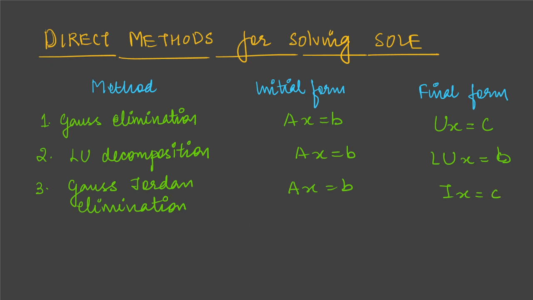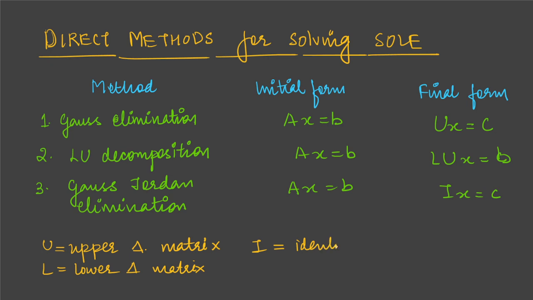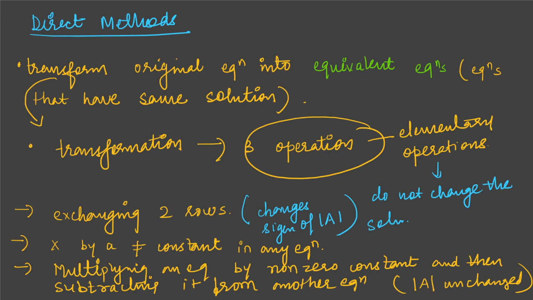Alright. So this U is an upper triangular matrix. Then this L is a lower triangular matrix. And this I is what? This I is an n cross n identity matrix, because we are right now dealing with an n cross n system of linear equations. Okay, this is the identity matrix. So I hope now you can connect with the direct methods that I told you, that they transform our original equations into the equivalent equations.